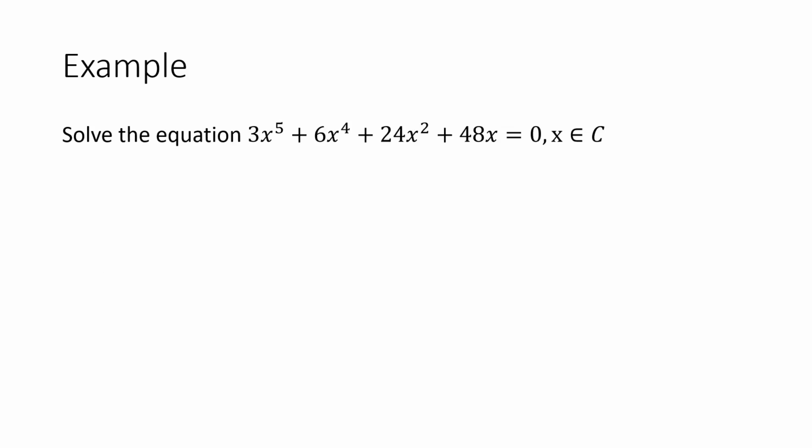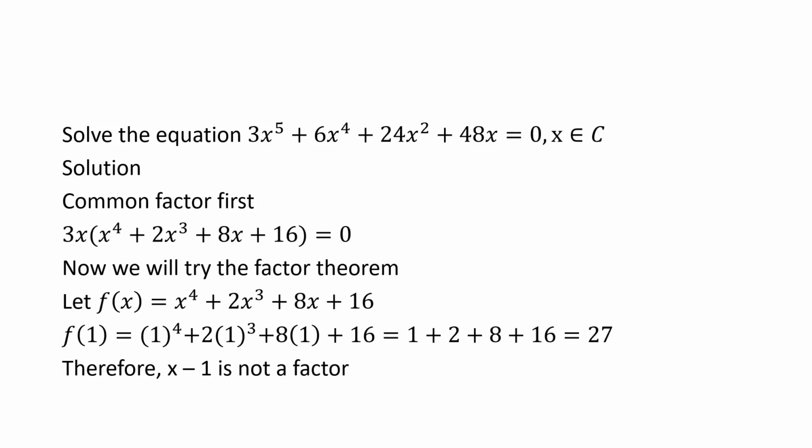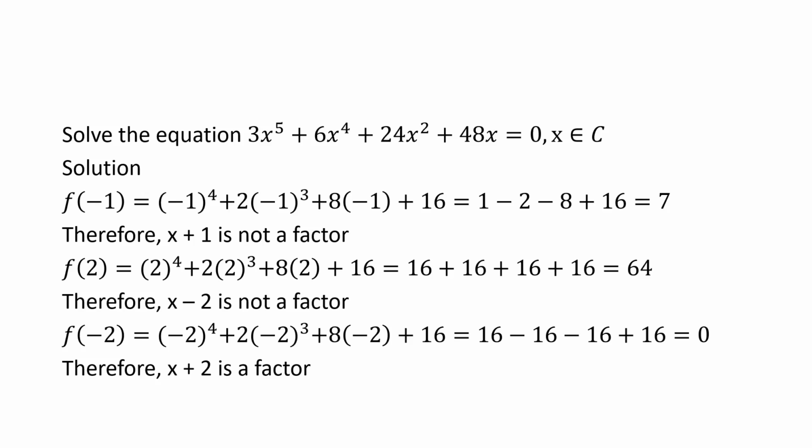Okay, well, it's a fifth degree polynomial. One side equals 0. We'll common factor to start. And we're left with a fourth degree polynomial inside the bracket. We'll try the factor theorem. Plugging in a value of 1 for x into x to the 4 plus 2x cubed plus 8x plus 16 does not give us a value of 0, so x minus 1 is not a factor.